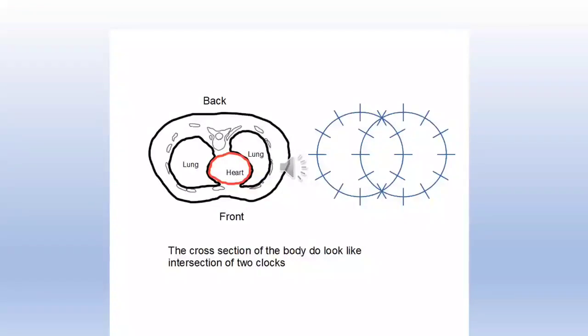For years, I tried to modify the clock system. It never worked. Then one day, after looking at the cross section, suddenly an idea came to me. Maybe the body is the intersection of two clocks. Then they intersect at 11 o'clock and 7 o'clock, and it looks more like the cross section of the body. Compare the top left and top right, they look more like each other now.